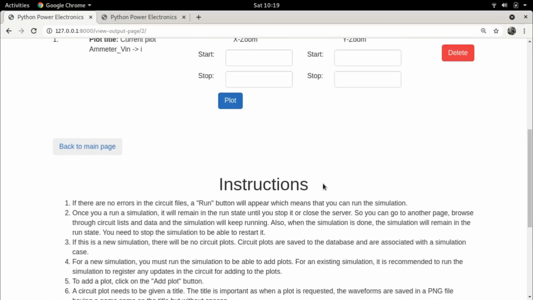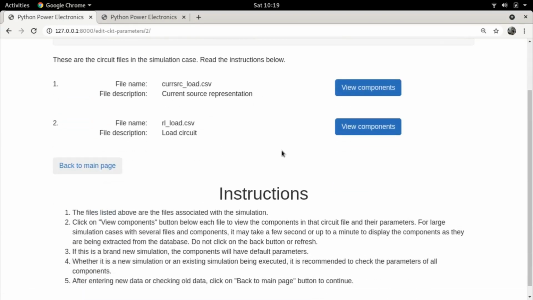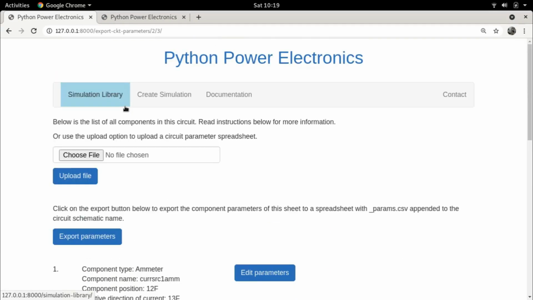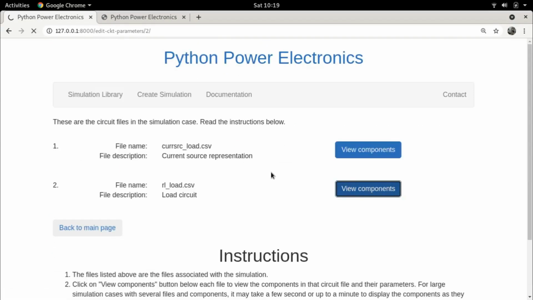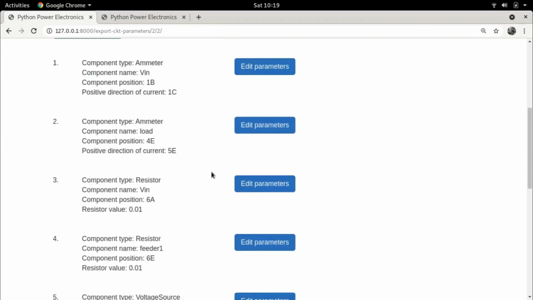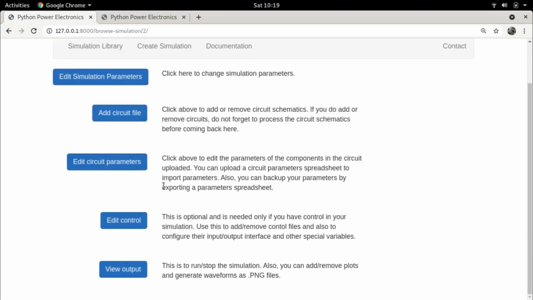Before I start talking about motors, one thing we always do before we close any simulation is go and back up your files. The first thing I do is export the parameters. This is the parameter file of the first circuit, and this is the parameter file of the second circuit. Even if you didn't make any change, it is always advisable to do this so that you have the latest files that you can copy over to a new directory and get started as soon as possible.